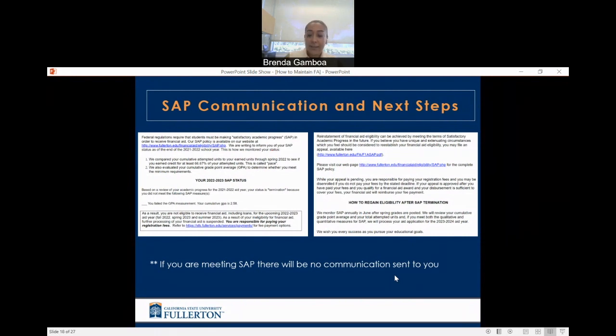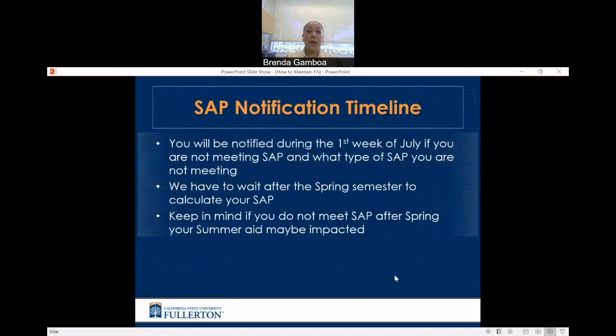If you are meeting SAP, then there will be no email communication sent to you. You would only be getting this email if you're not meeting SAP. Now, if you're not meeting SAP, again, you'll be notified the first week of July. We have to wait after spring semester to calculate your SAP. And then keep in mind, if you don't meet SAP after spring, your summer aid may be impacted if you are taking some summer courses.